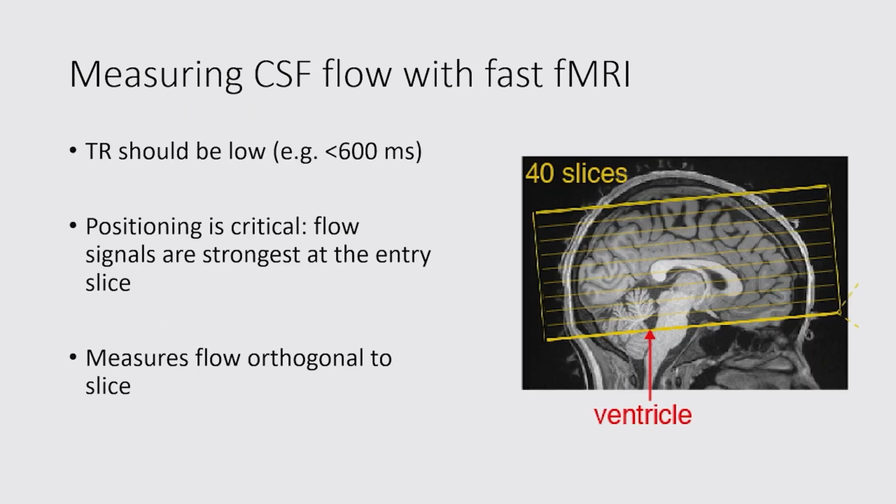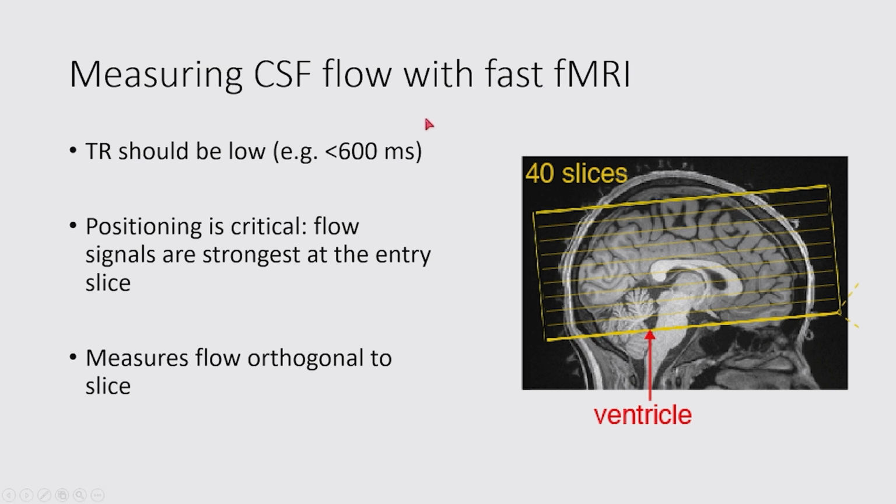So if you would like to do this in your own data, how might you measure CSF flow with fast fMRI? So the shorter your TR is, the stronger this flow-related enhancement will be. So again, this isn't an actual cutoff. It's just that it's under about this range that we tend to see the brightest flow signals and be able to have the highest SNR if we're trying to look at flow.